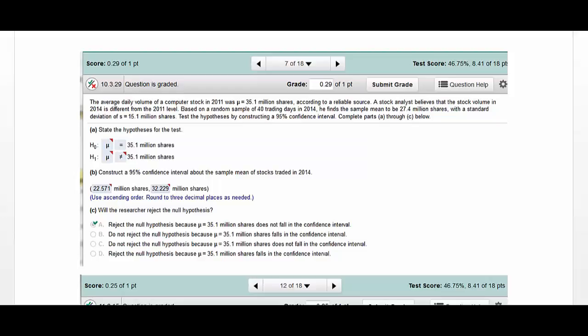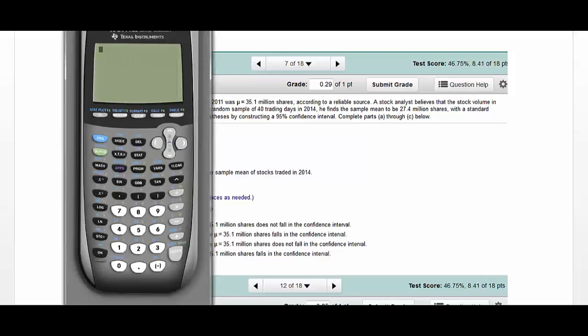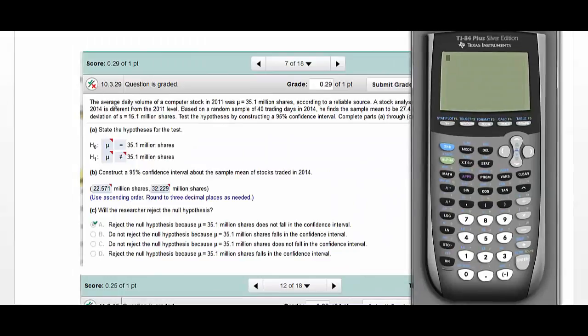Construct a 95% confidence interval, okay. Based on a random sample of 40, he finds a sample mean of 27.4 with standard deviation of 15.1. Okay, so I'm just going to go to my calculator, and this is a t interval. So I'm going to go to stat, go over to test, and look for t interval. Okay, so t interval, and I'm going to type in the stats on that.